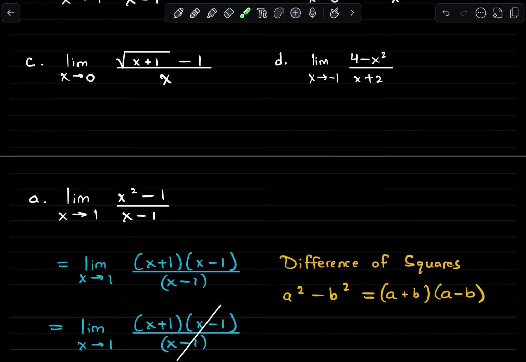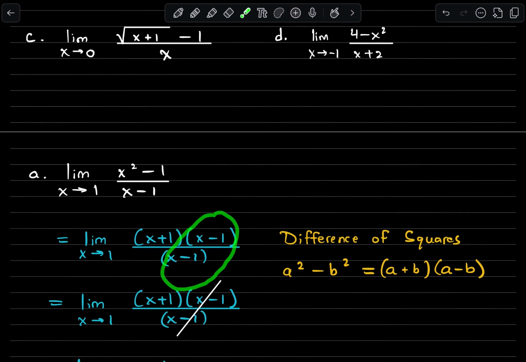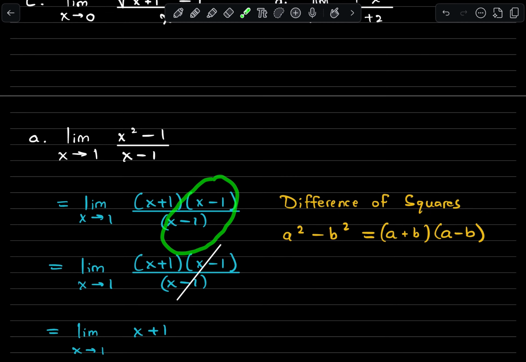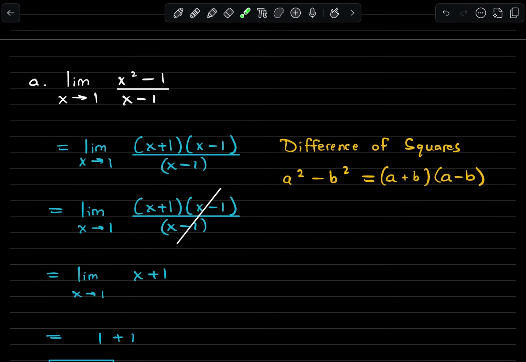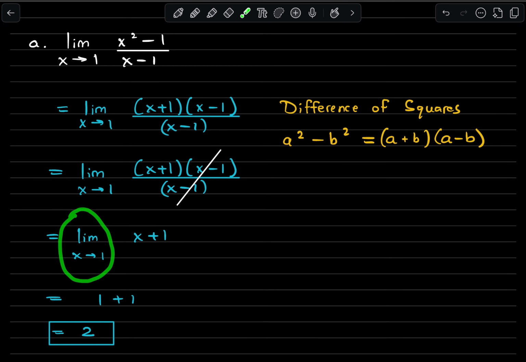And I see that same convenient result. My x minus 1 factors are going to cancel, so I'll be left with the limit as x approaches 1 of just x plus 1. Now we're free to go ahead and do that direct substitution. We can drop this limit notation now. 1 plus 1 is just equal to 2. Okay, so that's a really straightforward example.